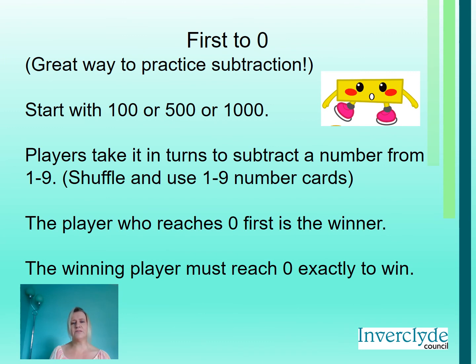This activity is a great way to practice your subtraction. It's called First to Zero. You can either choose to start with 100, 500 or 1000, depending on the level of challenge you want. Players can take it in turns to subtract a number from 1 to 9 from their starting number. Remember to shuffle your 1 to 9 cards before you start. Keep taking off the numbers, and the first player to reach 0 is the winner. But remember, you have to reach exactly 0 to be able to win. I wonder which strategy you might use.